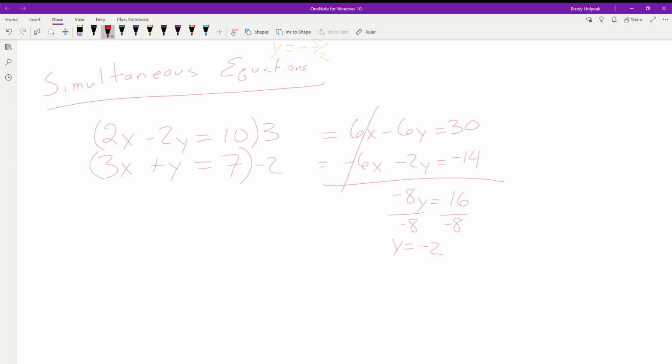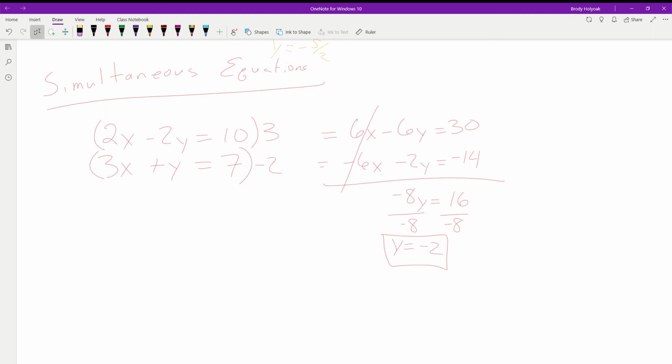Negative 2. Yes? Couldn't you choose one of the first two and solve for y and then plug it in? Can I just subtract 3x on both sides? Yeah, you could do that as well. That would save steps, but it's still the same process. So you end up with the negative 2.